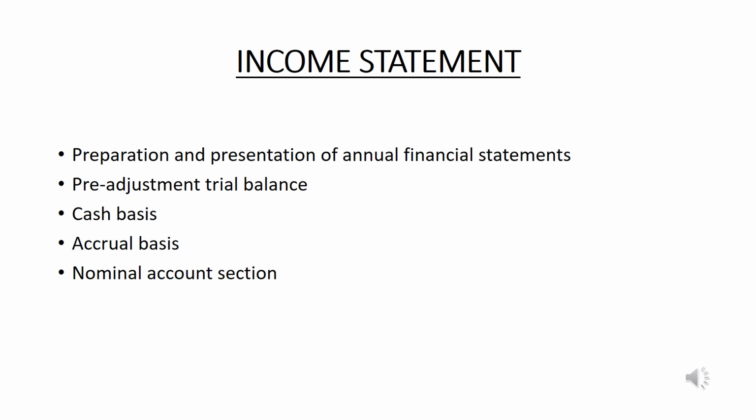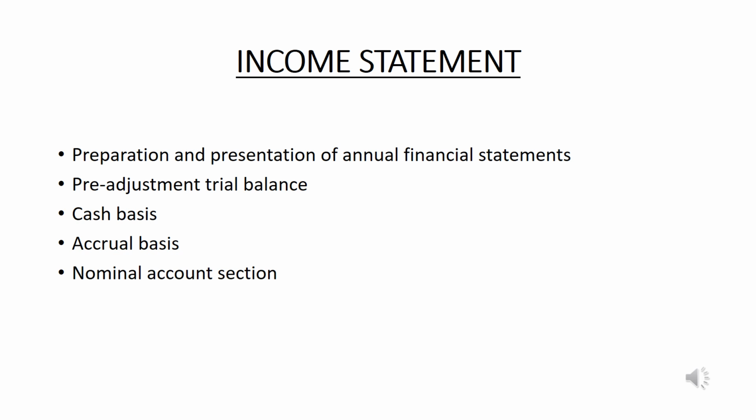Again, your pre-adjustment trial balance includes your nominal account section, your income versus your expenditures. We prepare a pre-adjustment trial balance simply because we want to make sure that indeed the concept of duality or a double entry system was maintained. With the recording of all those entries, your debit is equal to your credit.